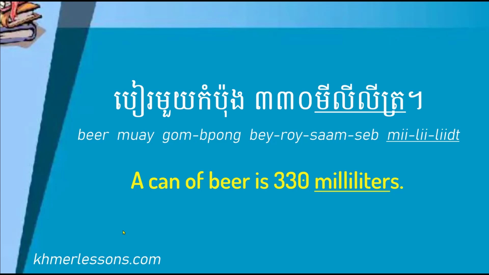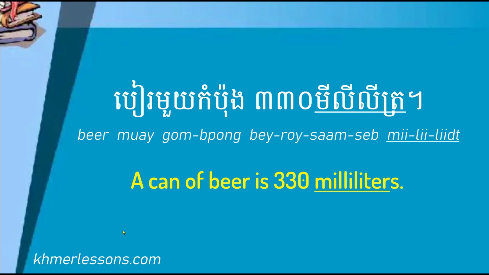Ba. Ta in Khmer you say, beer mui kampong bay roi sam sub millilit. Beer mui kampong bay roi sam sub millilit. Ba, so you say it like that, right? So a can of beer in Khmer we say, beer mui kampong. Kampong is a word for can. And then in Khmer we use it differently. We use beer first. And then you say one can or a can. Beer one can. Ba. Beer mui kampong. And then 330 milliliters. Ba.